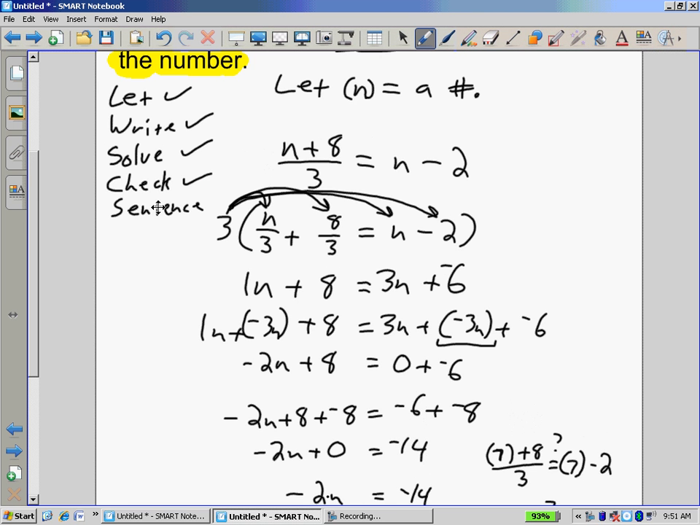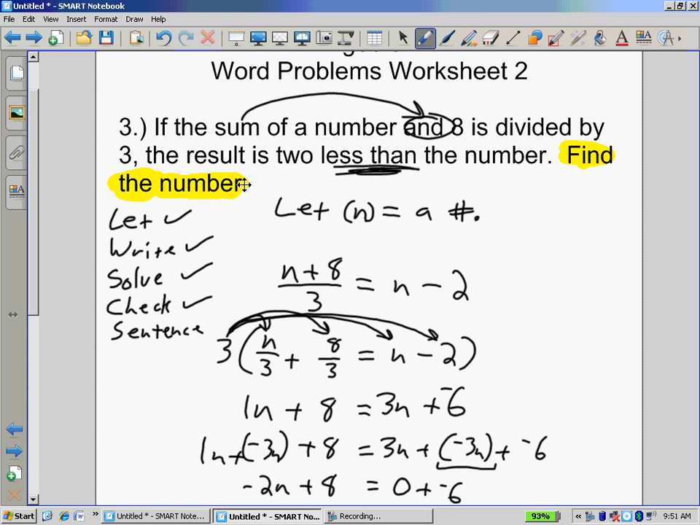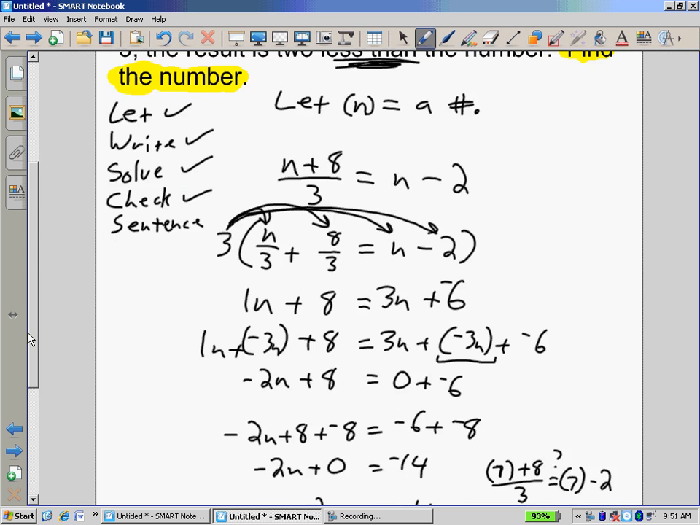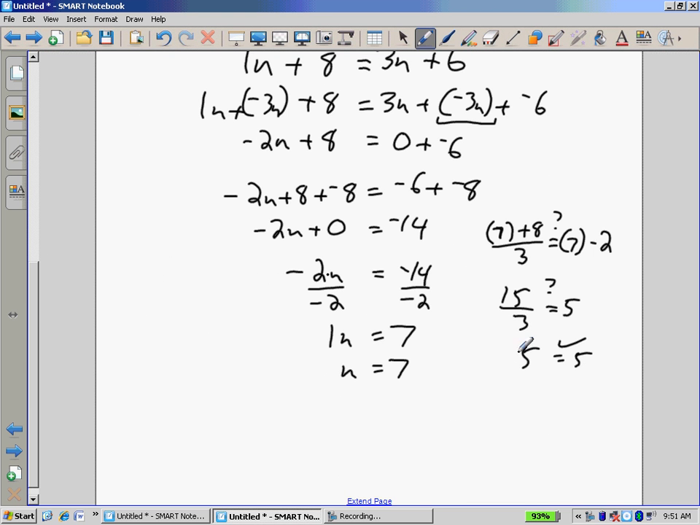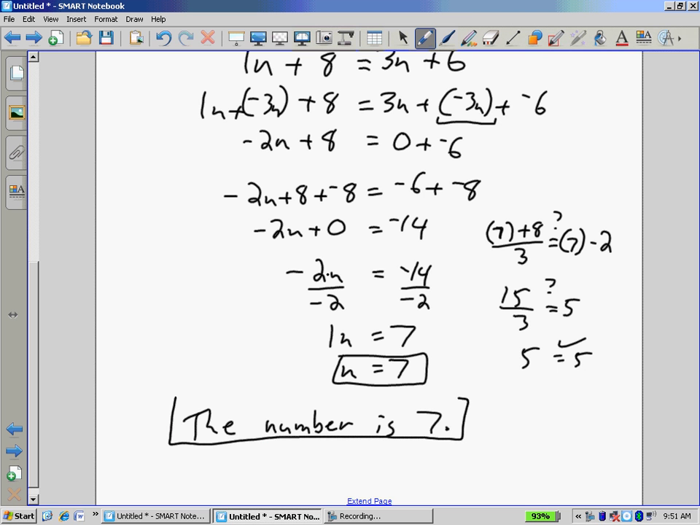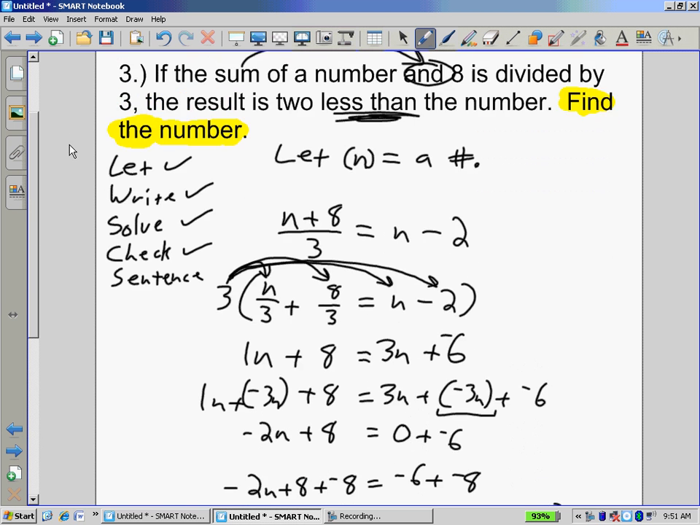And now I want to write my sentence. Make sure that I've answered the question. It says find the number. So the number is, now remember, it's not 5, it's 7. I'm going to go to this statement. The number is 7. And there you go. Okay.